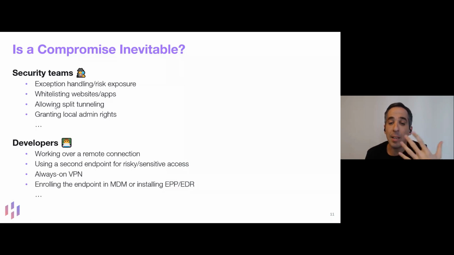And finally, granting local admin rights is another example. That's something that security teams really don't like doing because of the risk of running any software and disabling all of the security controls, but they end up doing it in many cases for many developers.